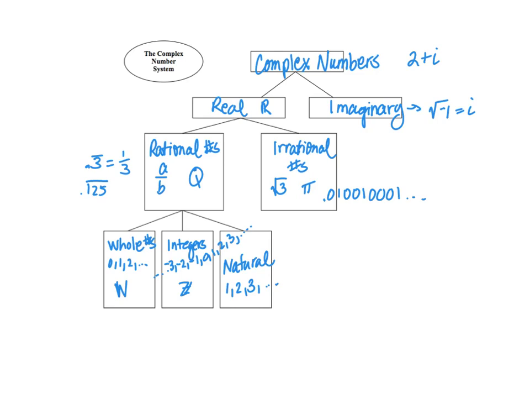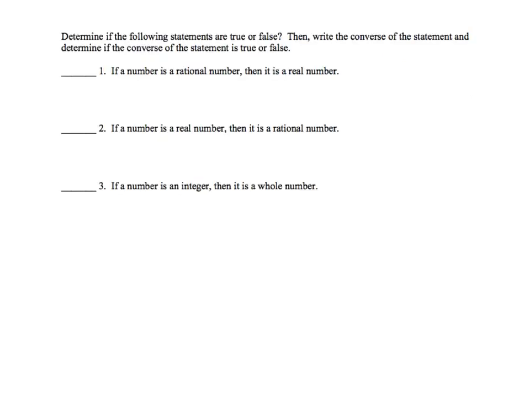What our flow chart looked like: if a number is a rational number, it is a real number. Yes, that's true, and it's always true. Now I would like to look at these true-false questions. I'm going to do one with you, and then I'm going to have you do the other two. It says, determine if the following statements are true or false, then write the converse of the statement and determine if the converse of the statement is true or false.